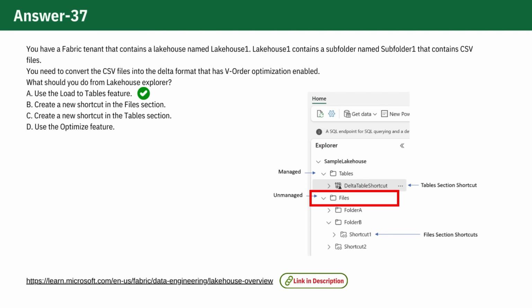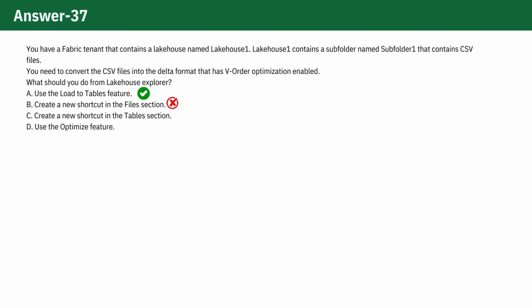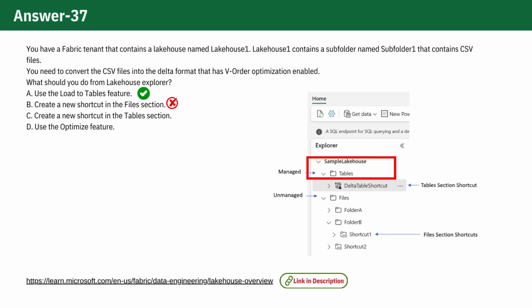Why other options are incorrect? B. Create a new shortcut in the Files section. While creating a shortcut in the Files section might help in accessing the files more easily, it does not facilitate their conversion to Delta format, nor allow for the application of V-order optimization. C. Create a new shortcut in the Tables section. Although creating a shortcut in the Tables section is useful for accessing existing tables or data already in a structured format, it does not directly enable the conversion of CSV files to Delta format.